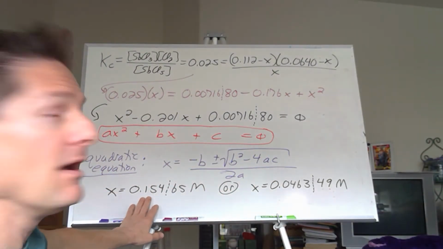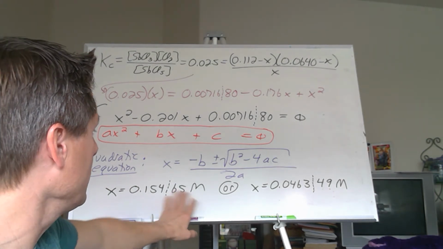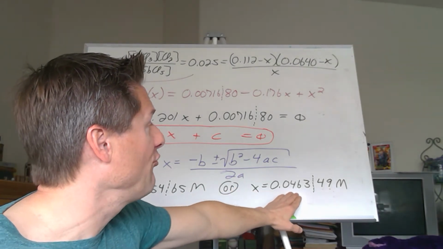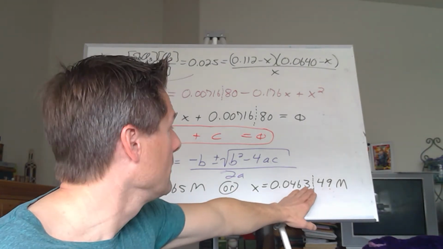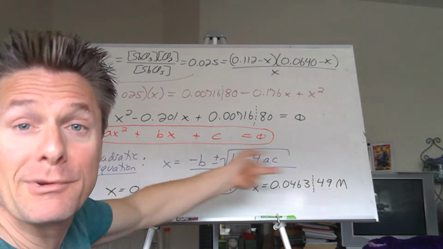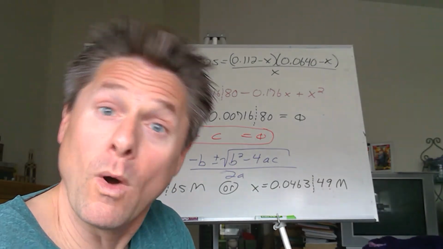I get a value of x, my first one, to be 0.15465 molar, good to 3 significant digits. I also get a value of x of 0.046349 molar, good to 3 significant digits there. Because you've got the plus or minus term, you're going to get 2 answers. Always one is going to make sense and one won't, all right?